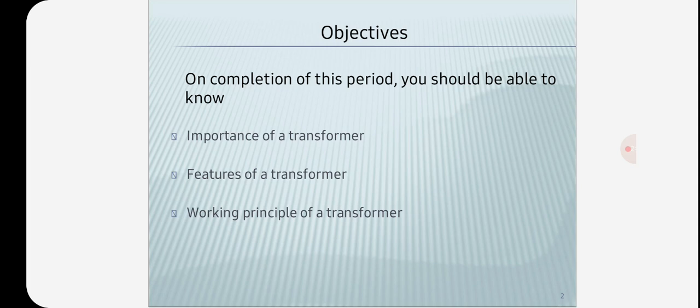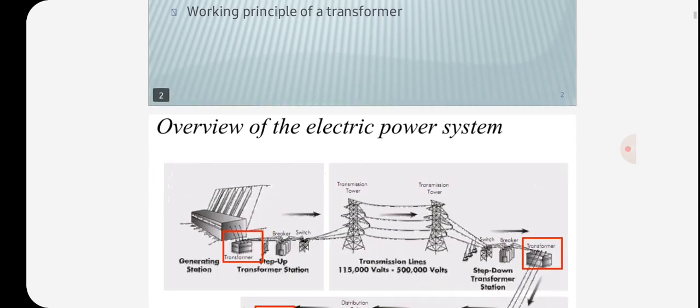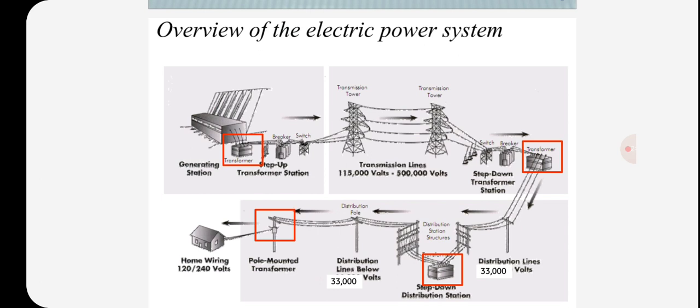First, what is the importance of transformer? This is the structure showing where transformers are used. In the first stage it is the generation station. In the generation station we use step up transformers. Step up means the voltage will be increased.